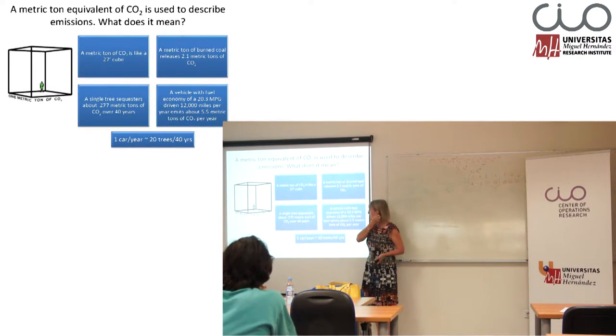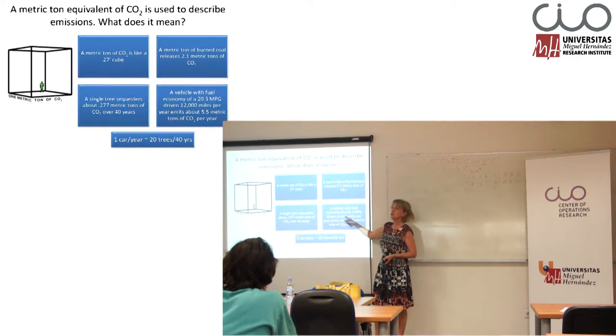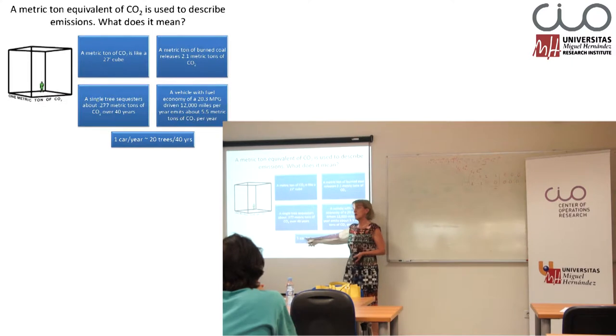But what is typical in the US is, let's say you have about 20 miles per gallon per car, and people drive quite a bit, so you have about 12,000 miles per year. And if this is your car, you would generate about 5.5 metric tons per year. So to get rid of emissions coming from one car, you would need 20 trees working over 40 years.